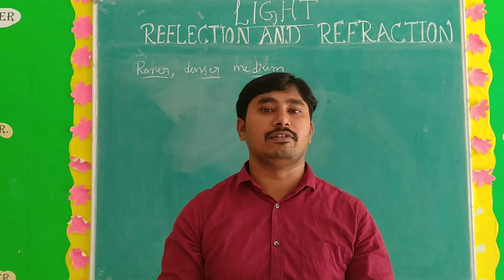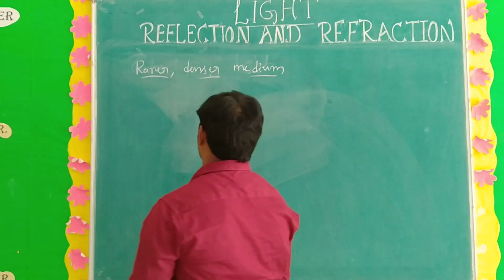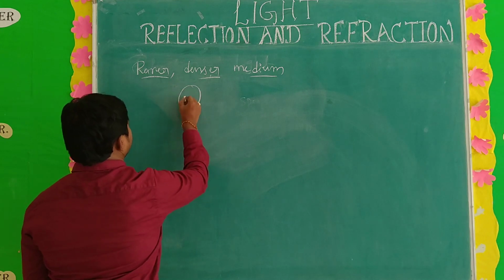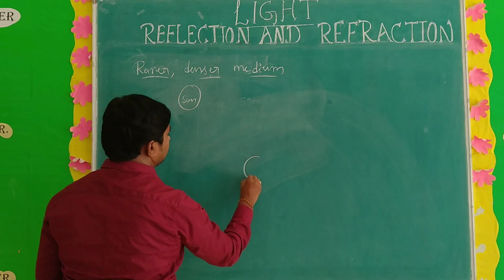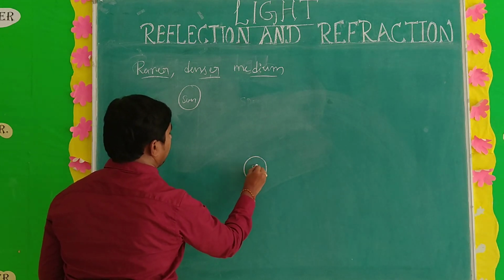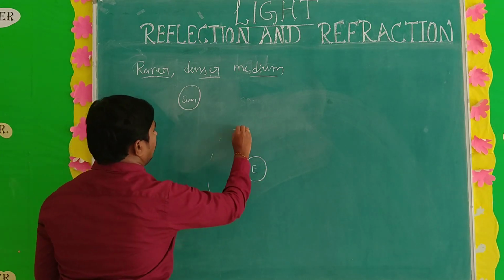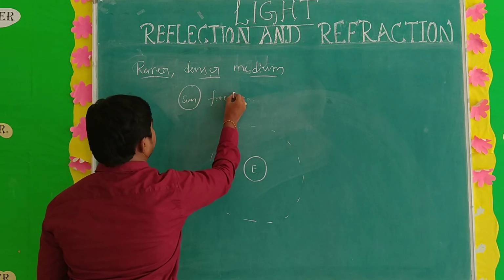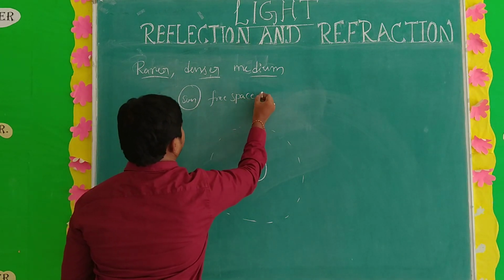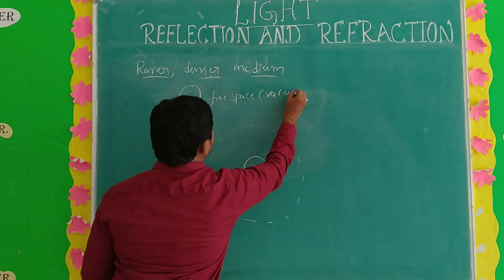So how will the speed be changed? You just have to try it. For example, this is the sun. This is the earth. This is the atmosphere. The remaining place is free space, and free space means nothing but vacuum.